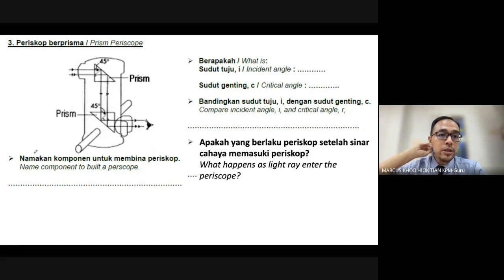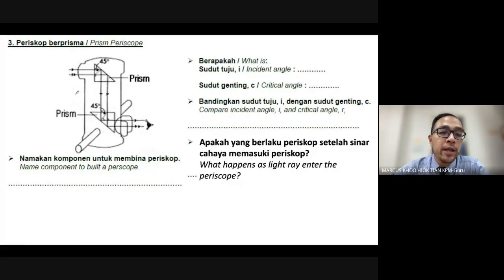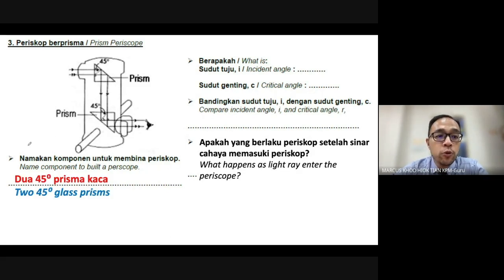Okay, the most important thing is that in the periscope, so this is the submarine, and then the person looks here, holds those two things, and rotates them to look. So name the component that is important to build a periscope. You need 2 45-degree glass prisms. It has to be a 45 degree, not the 30-60. The 30-60 cannot. 45 degree is the best. Okay, 2 45-degree glass prisms.